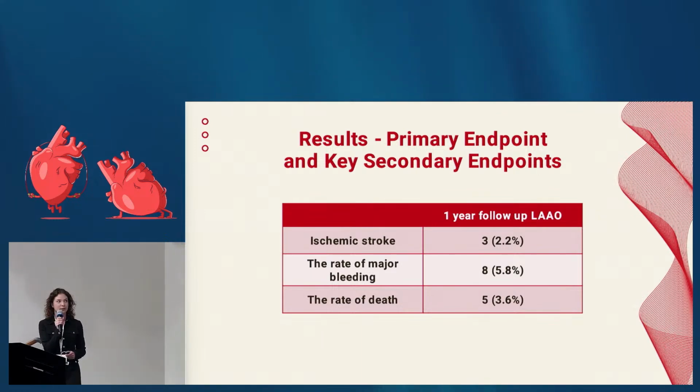Major bleeding occurred in 8 patients, with gastrointestinal bleeding as the most frequent, and the rate of death was 3.6%, whereby 3 cases of patients' death were associated with decompensation of severe chronic heart failure. 1 patient who died was of advanced age with multiple comorbidities and thromboembolic and hemorrhagic risk higher than normal. And 1 cause of death was unfortunately unknown.